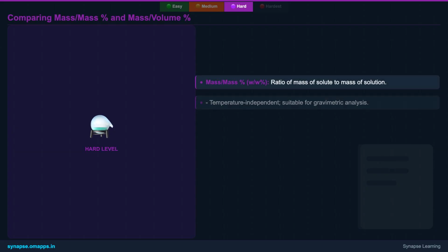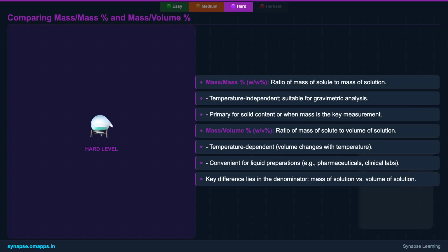Let's compare mass by mass and mass by volume percentages side by side. Mass by mass is based purely on masses, making it temperature independent and ideal for precise chemical analysis where mass is key. Mass by volume, on the other hand, involves volume, which can change with temperature. However, its practicality in fields like medicine, where solutions are dispensed by volume, makes it indispensable. Understanding these nuances helps us choose the right unit for the job.